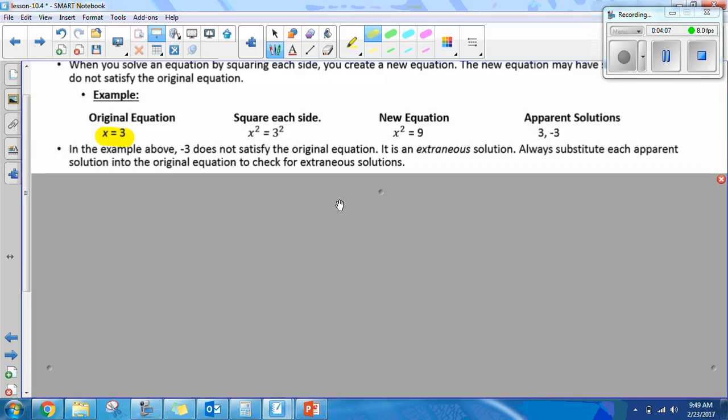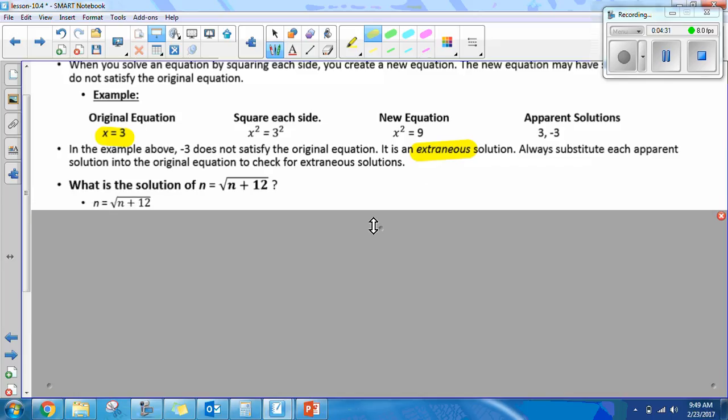However, in the example above, negative 3 does not satisfy the original equation. If we plug in negative 3 for x into the original equation, we get negative 3 equals 3, which is not true. This is called an extraneous solution. Always substitute each apparent solution into the original equation to check for extraneous solutions.